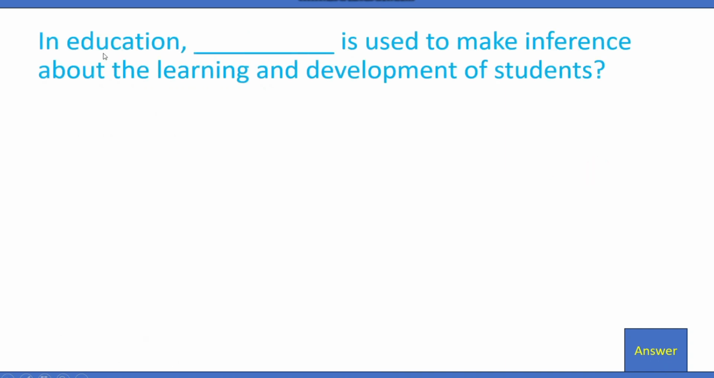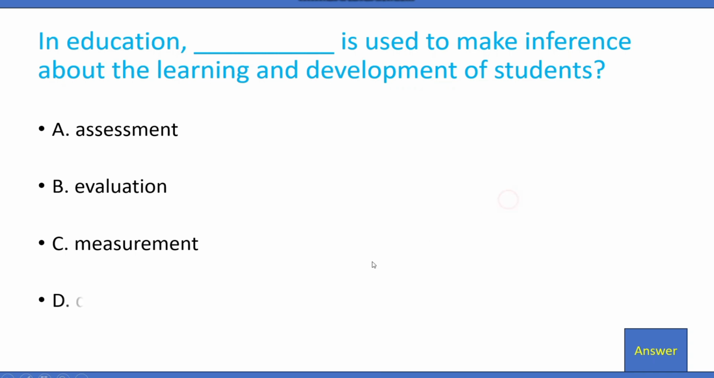In education, dash is used to make inference about the learning and the development of students. A. Assessment. B. Evaluation. C. Measurement. And D. Diagnosis. So the right answer would be A. Assessment.